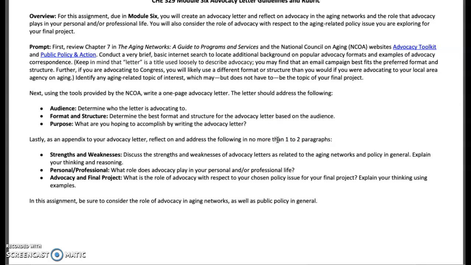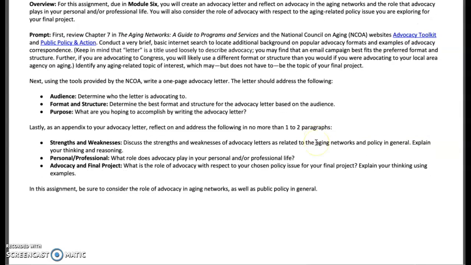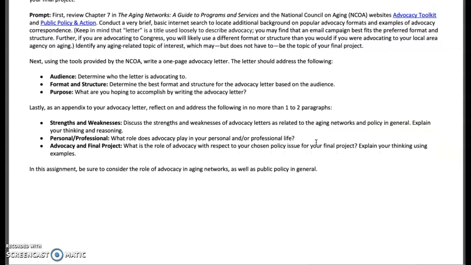Lastly, as an appendix to your advocacy letter, reflect on and address the following in no more than 1 to 2 paragraphs. That is, 1, the strengths and weaknesses. Discuss the strengths and weaknesses of the advocacy letter as related to the aging network and policy in general. Explain your thinking and reasoning.